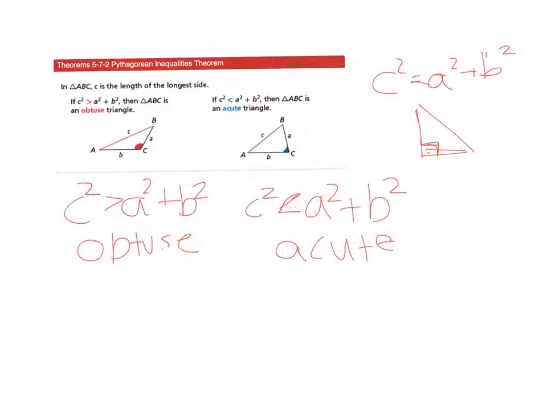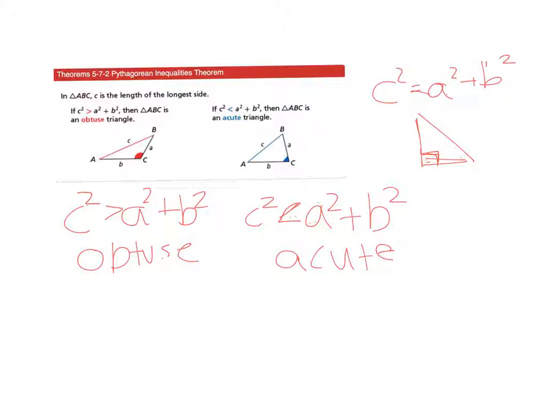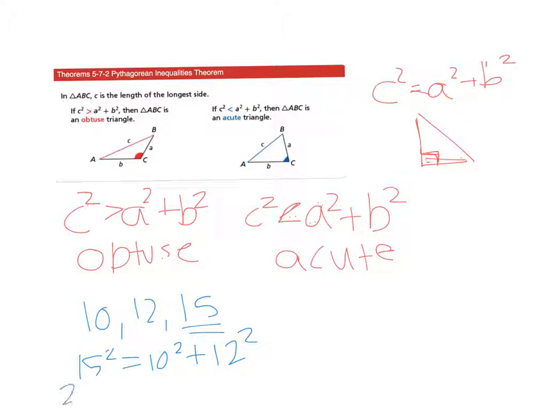So if I give you an example here, 10, 12, and 15. I know 15 is C because it's greater. The hypotenuse is always the larger side. So that has to be my C. So I'm going to put that first. So 15 squared equals 10 squared plus 12 squared. And I'm going to calculate this.